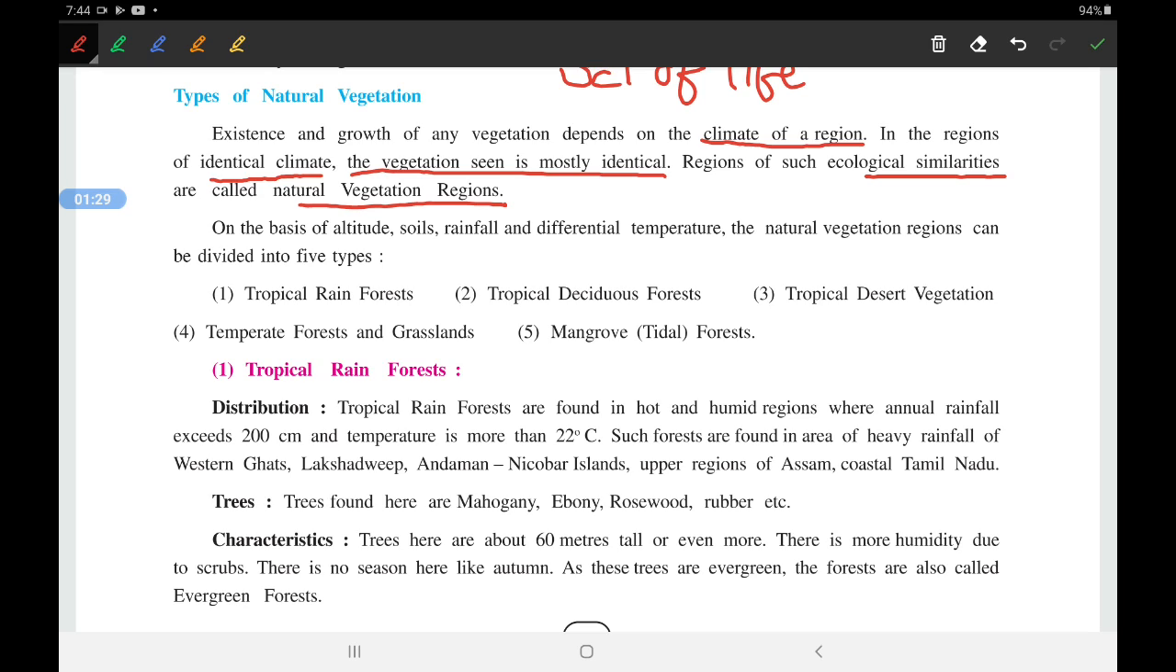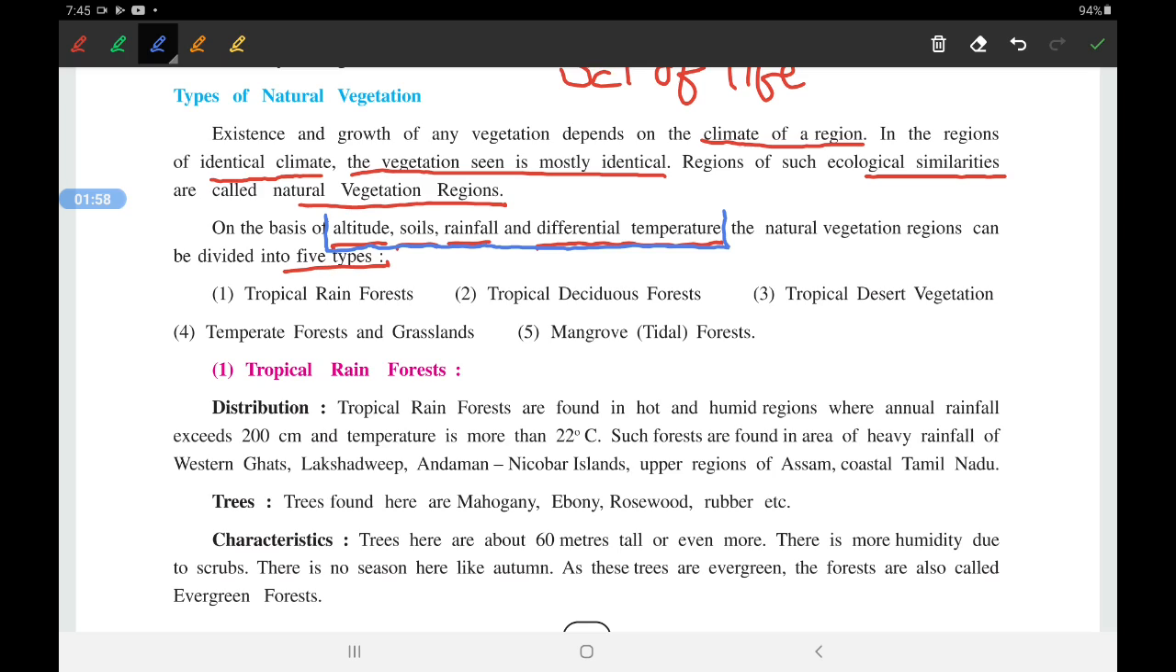On the basis of altitude, soil, rainfall and differential temperature, the natural vegetation regions can be divided into 5 types. So the natural vegetation regions in our country are divided into 5 types. Remember the number, 5 types. And what are the bases on which they are divided? They are divided on the basis of altitude, soil, rainfall and differential of temperature.